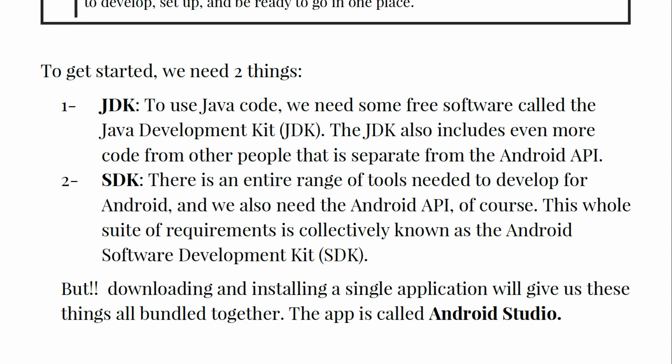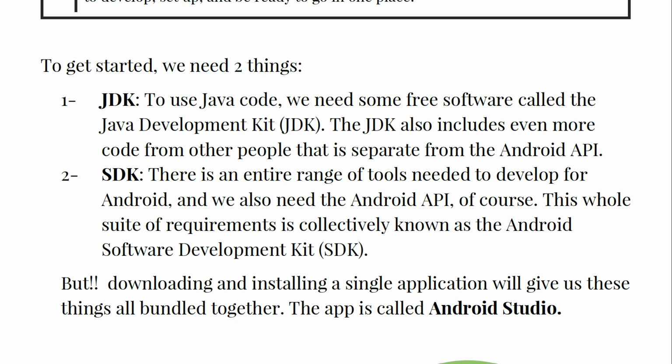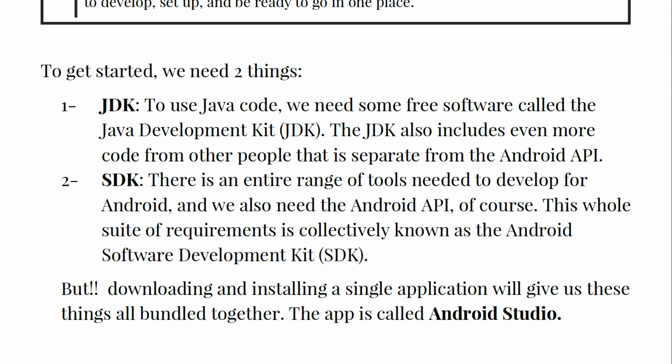Now, to get started, we need two things: JDK and SDK. What is JDK? To use Java code, we need some free software called the Java Development Kit. The Java Development Kit, or JDK, also includes even more code from other people that is separate from the Android API. SDK: there is an entire range of tools needed to develop for Android.